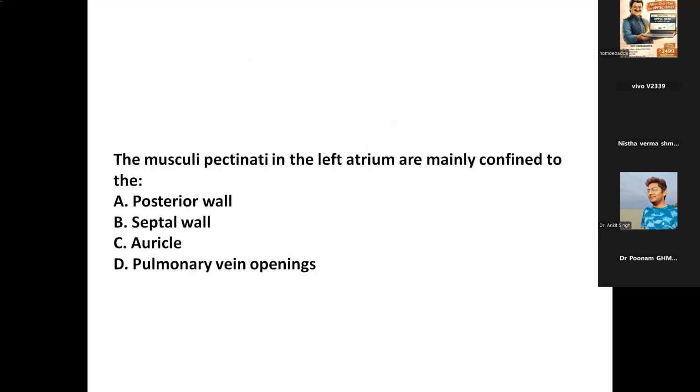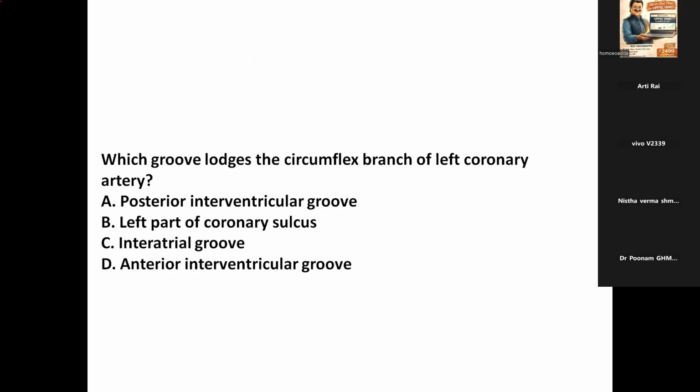Right? The musculi pectinati in the left atrium are mainly confined to the auricle, correct. You see, majorly they are present in the right atrium. The anterior portion of the right atrium we call rough because of the presence of musculi pectinati. But in the left atrium, the whole portion is smooth, except the small portion of the auricle. So the correct answer is auricle.